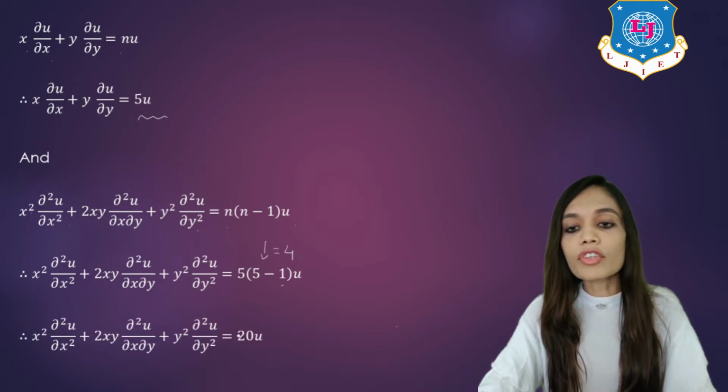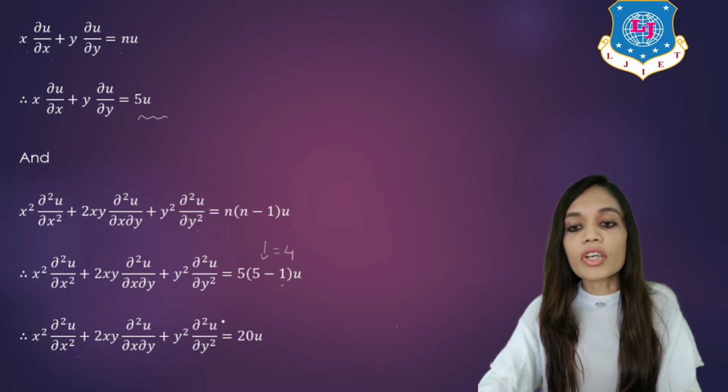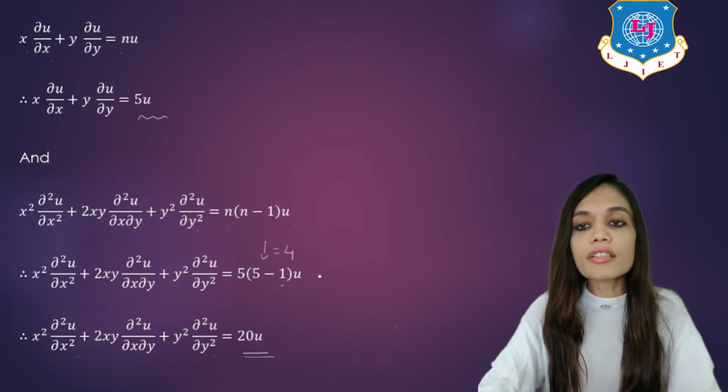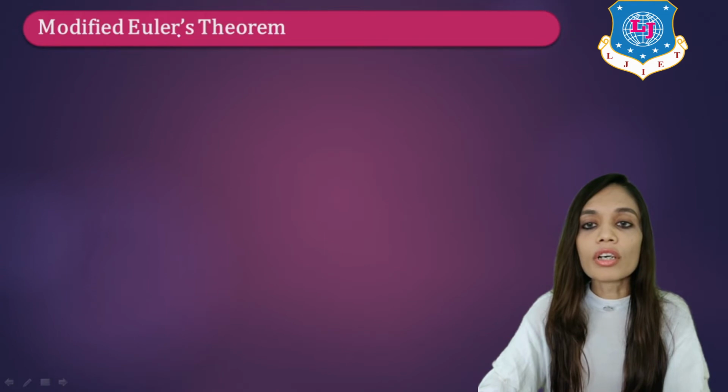4. So finally we got our desired answer, that is x square del square u upon del x square plus 2xy del square u upon del x del y plus y square del square u upon del y square, that is equal to 20u. So we have proved both the conditions by Euler's theorem. Next, let us take modified Euler's theorem.